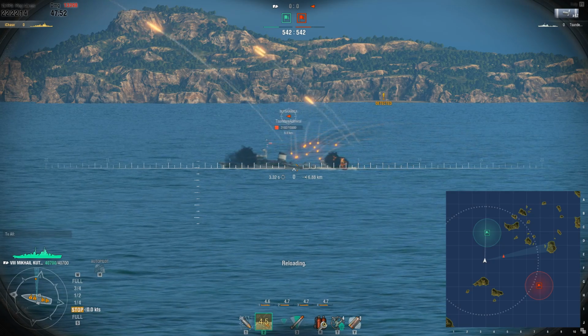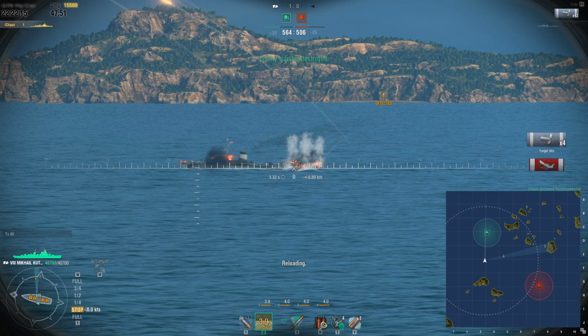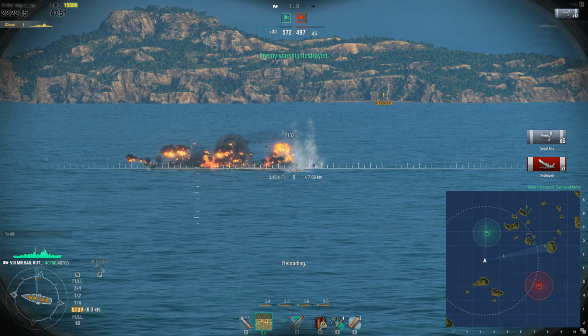Had I actually led and tried to aim right at 12.5, I would have hit and killed the destroyer by hitting it squarely in the middle.